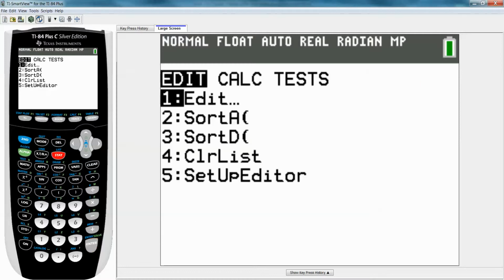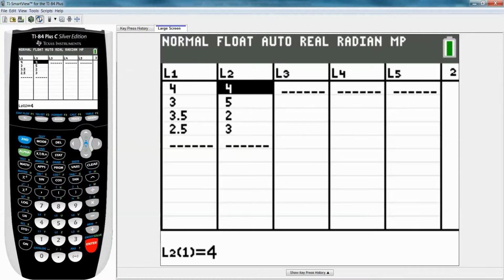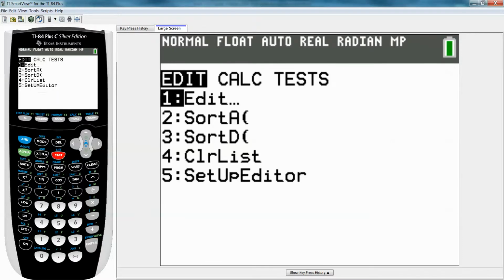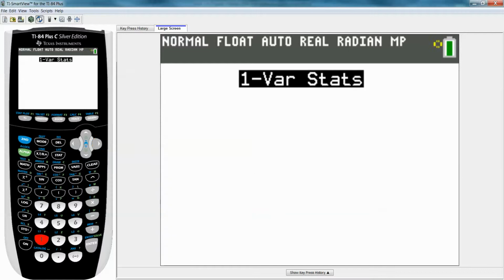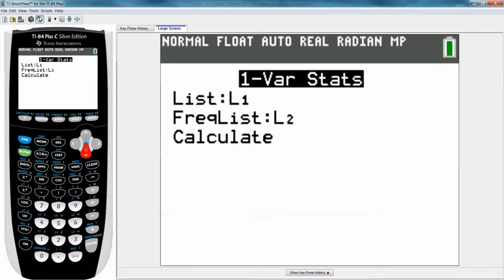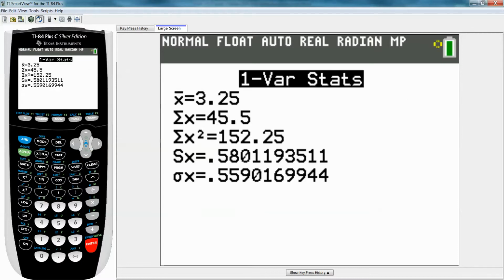So again, stat, edit, I put the values in L1, the X values. I put the weights or the frequencies in L2. Then I go to stat, calculate, one variable. L1 is my list. L2 is my frequency list. And I go down to calculate and press enter. And there you have it.